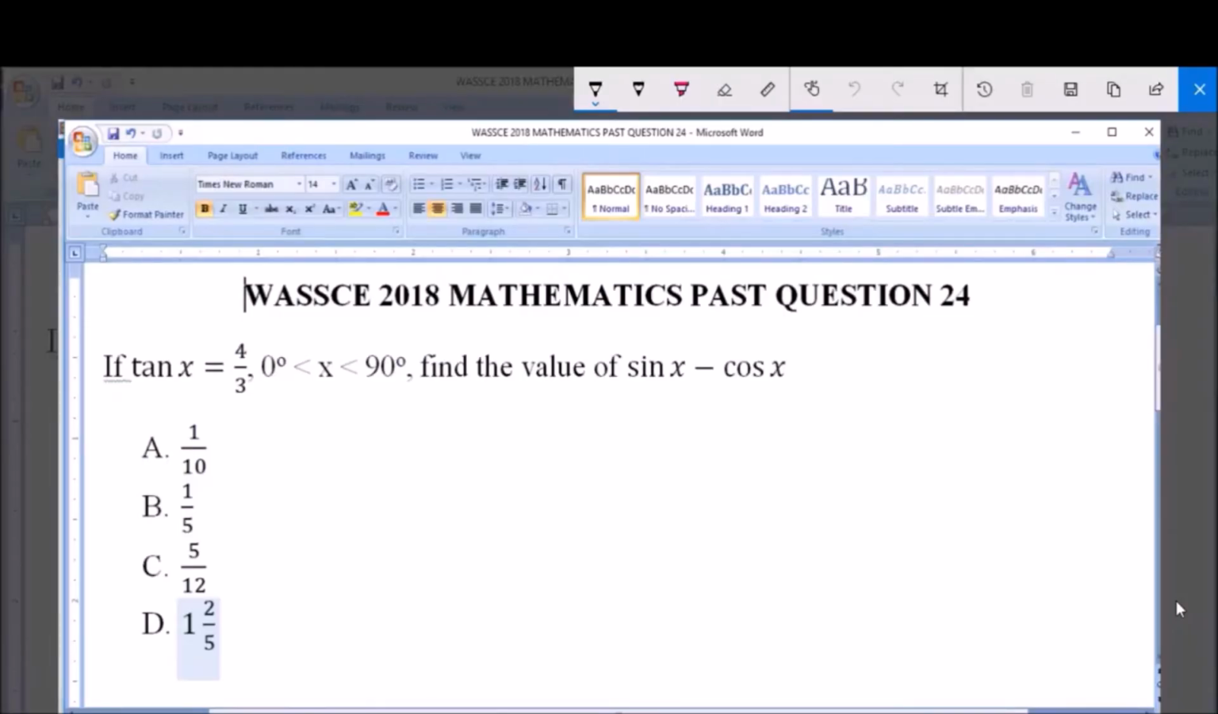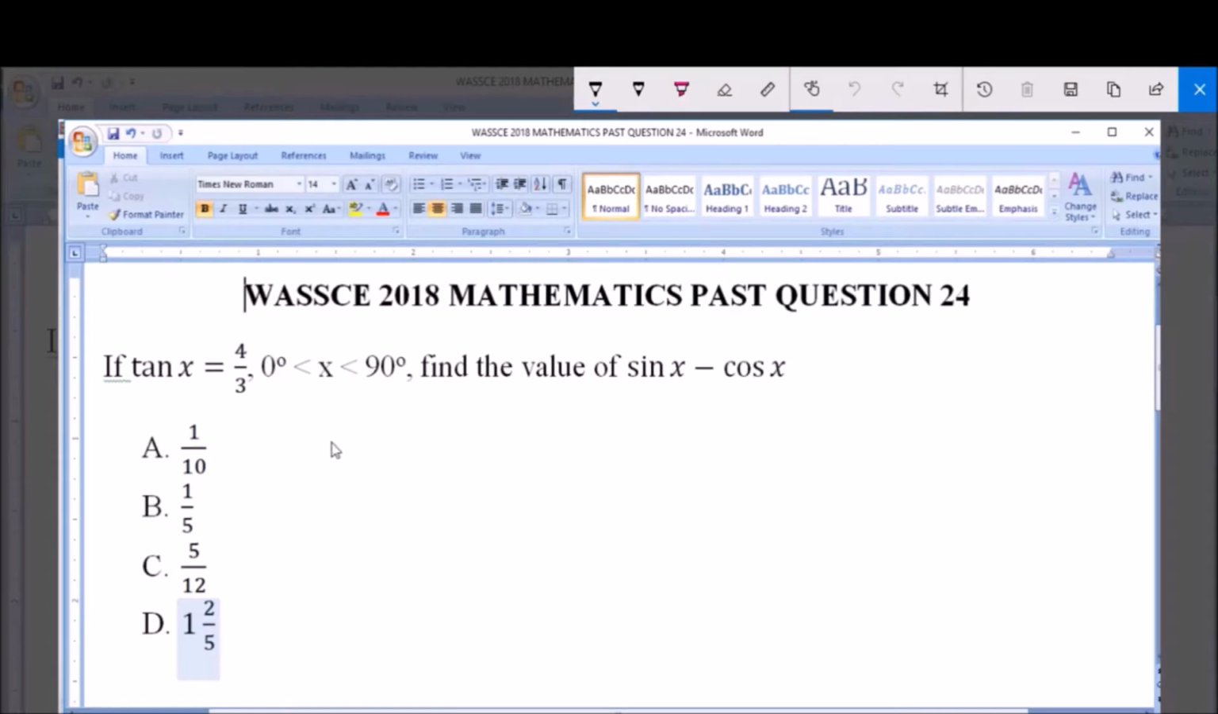I'll be answering WASSCE 2018 Mathematics Past Question 24. If tan x is equal to 4 over 3, given that 0 degrees is less than x and x is less than 90 degrees, find the value of sine x minus cos x. A is 1 over 10, B 1 over 5, C 5 over 12, and D 1 2 over 5. Now, it is given that tan x is equal to 4 over 3.